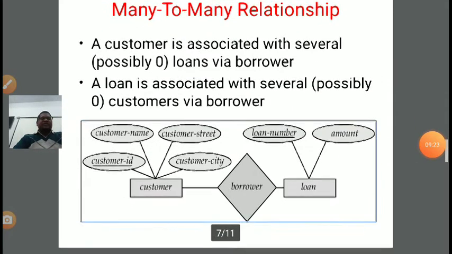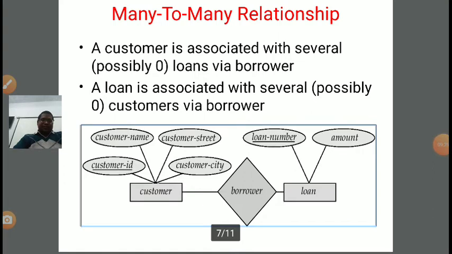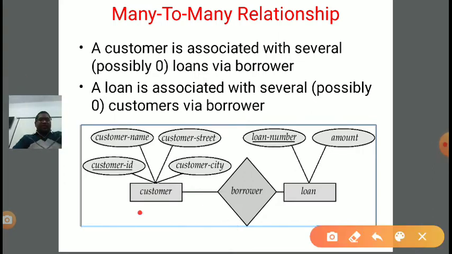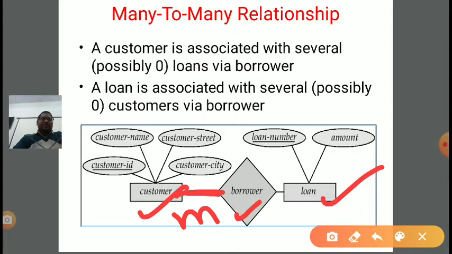Now next is the many to many relationship. In this example, we have the customer entity, the loan entity, and in between the relationship is borrower. Between customer and borrower there is an undirected line, which means a many relationship. Next, between loan and borrower there is again an undirected line, which means again a many relationship.